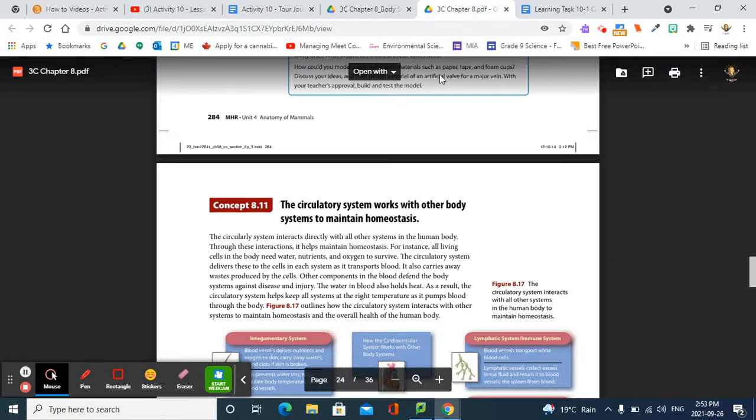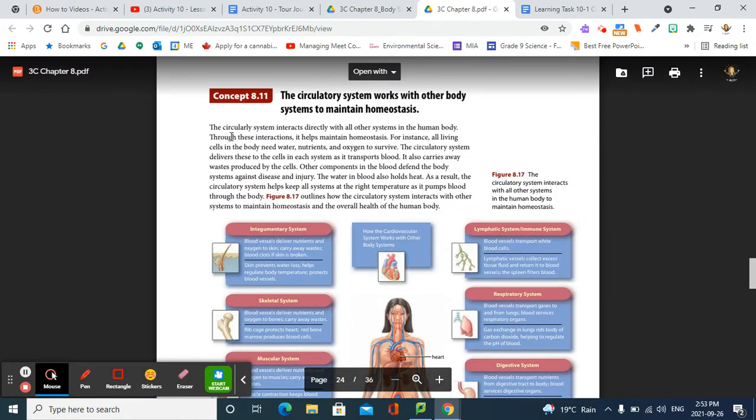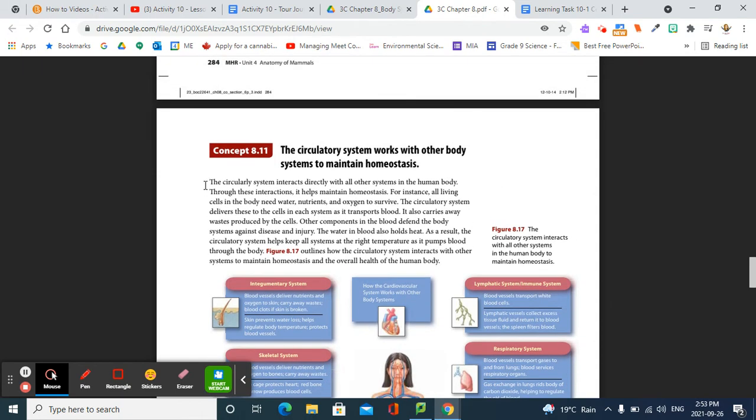So if we go over to page 285, we're going to see some information about how the circulatory system works with all the other body systems in order to maintain homeostasis. So sort of a steady state in our body.